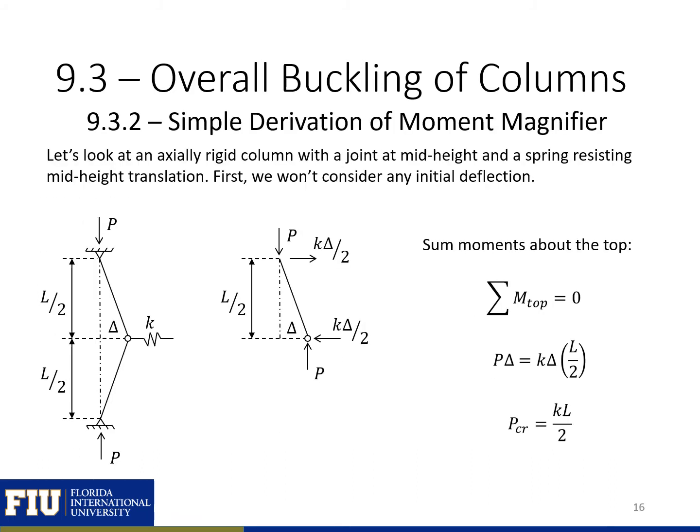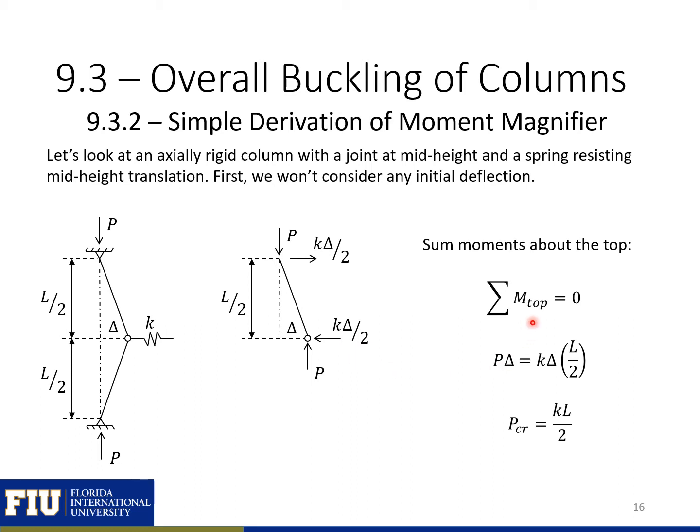We can next look at a simplified derivation for a moment magnifier, a deflection magnifier based on our second order effects. And for this, we're just going to look at a pin-pin column with a hinge in the middle and a spring with stiffness K, resisting the deflection of that hinge in the middle. We'll have a kinematic displacement of the structure, so it'll just be a straight line deflection. And we can see then that our axial load and axial load will resist each other, and we'll get a force resisting the translation of this middle hinge equal to K delta over 2.